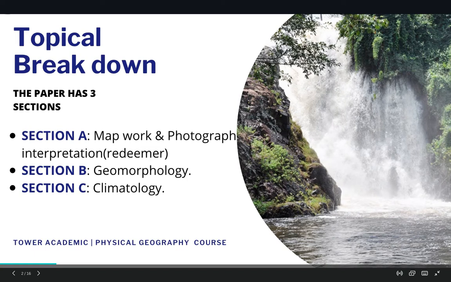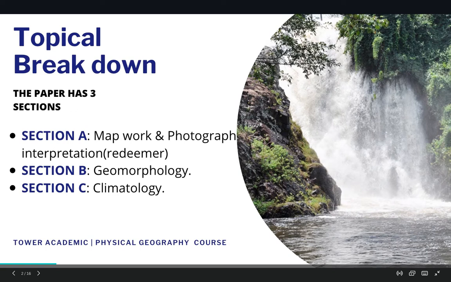So when you total it all up, you come up with 4 questions in paper 1. 2 in section A, that is map work and photo interpretation, which are compulsory. Then you come to section B, geomorphology, where 3 questions are set and you pick 1. Section C, that is climatology, 3 questions are set, you pick 1. So it is very important that you get to know all these sections, and after knowing them, we shall be able to go through them.